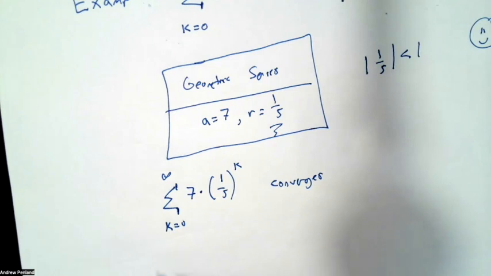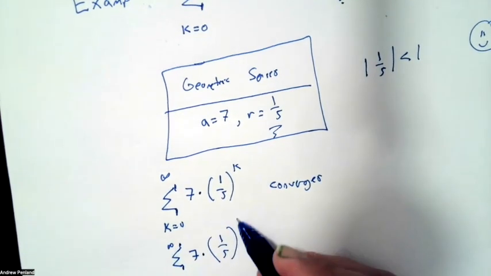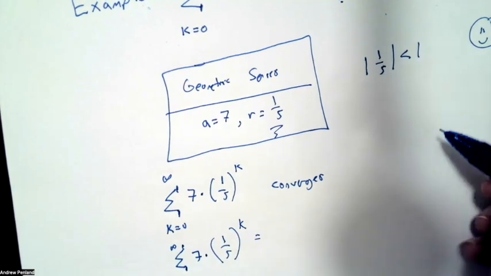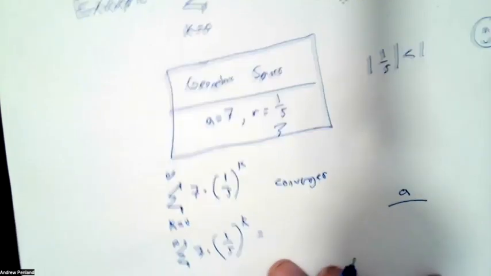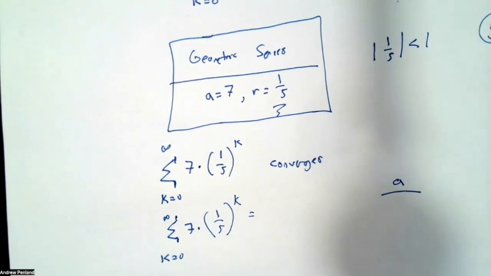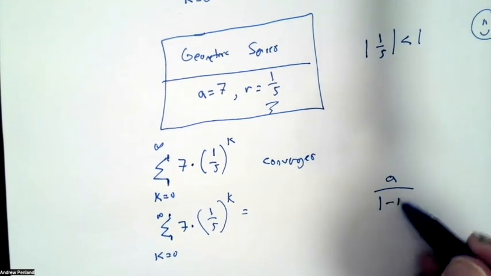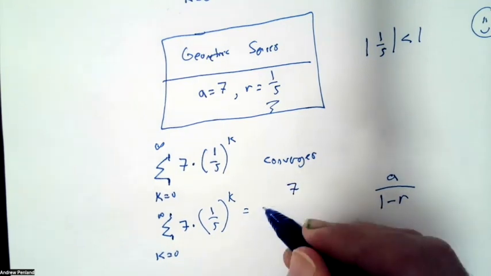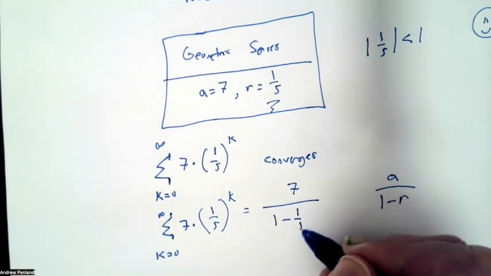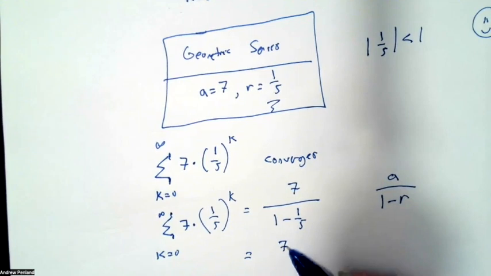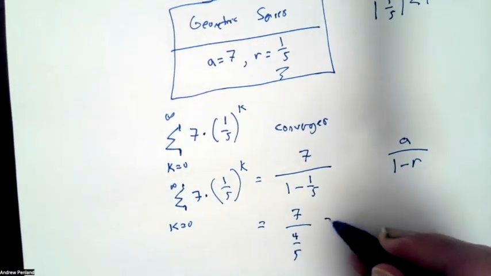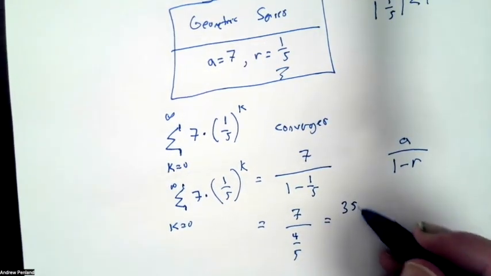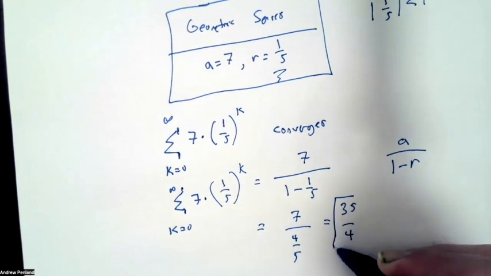And in fact, we can tell you what the answer is. This value is going to be a, which is 7. I think of it as like an amplifier. It's what I'm multiplying by, over 1 minus r, which is the ratio of consecutive terms I'm adding up. So this is 7 over 1 minus 1/5, which is 7 over 4/5, which is 35 over 4.